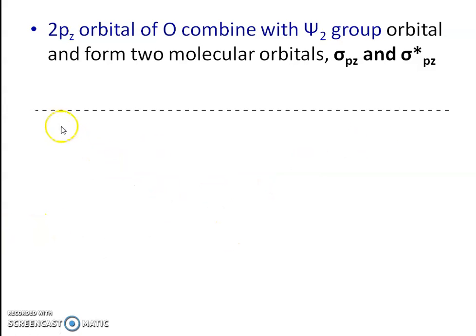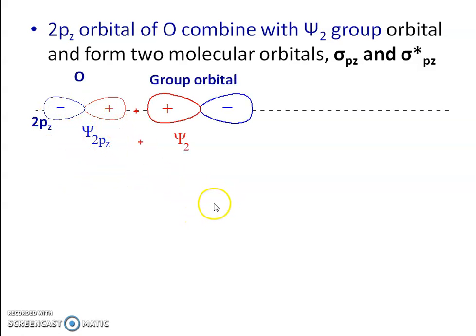Again, consider the internuclear axis. This is the z axis. Now oxygen contributes the 2pz atomic orbital. Its wave function is psi 2pz. It combines with the psi 2 group orbital. Here the positive lobe of the 2pz atomic orbital of oxygen is in contact with the positive lobe of the psi 2 group orbital, and therefore this is an in phase combination.